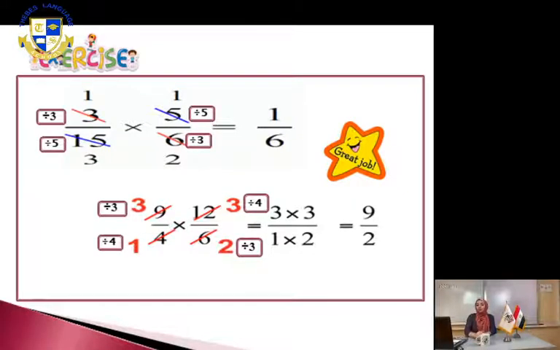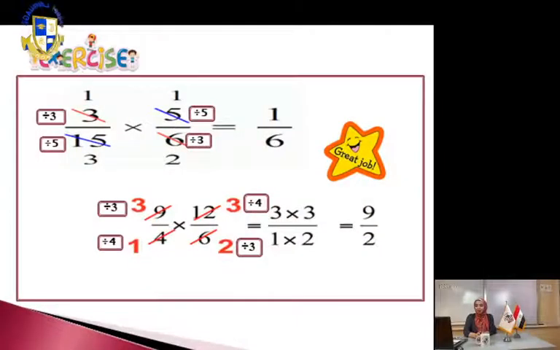Here is another exercise. 3 over 15 multiply 5 over 6. We can multiply numerators, then multiply denominators, but we can use the butterfly method, as we said before. We have here 5 and 15. The two numbers are divisible by 5. 5 divided by 5 will be 1. 15 divided by 5 will be 3.